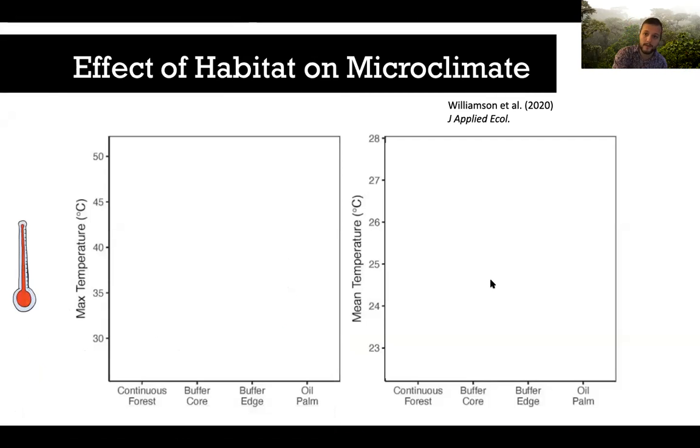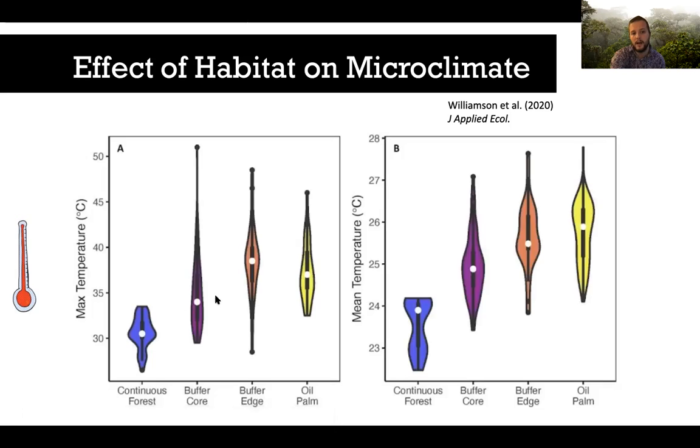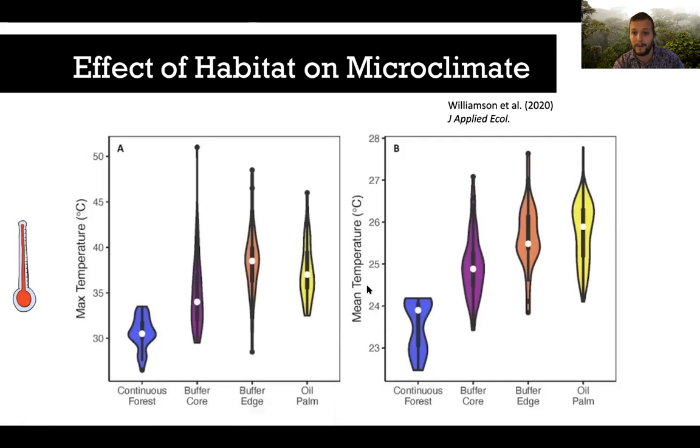So what we found in terms of temperature here first, we've got maximum temperature on the left, this is daily, and mean temperature on the right, is that continuous forest, which is in both diagrams in blue, is much cooler than oil palm. As I've already said, this is well known.